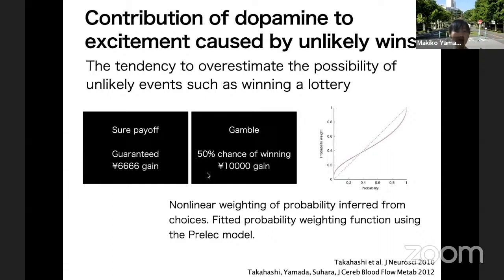And by doing this decision making, behavioral economic studies have revealed that subjects overestimate low probability of winning, but underestimate high probability of winning. If you are a rational thinker, it's going to be linear, but in many cases, it's going to be an inverted S-shaped curve. And then in our study, we looked at how this cognitive bias is associated with the function of dopamine.